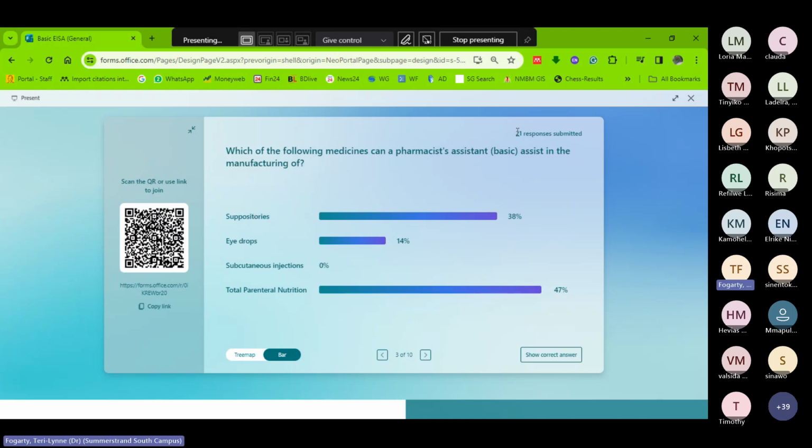So there are two things that you've got to think about to be able to come to the right answer. We said that the scope of practice of a basic pharmacist assistant in manufacturing is to assist in non-sterile manufacturing. Then you've got to look at these different dosage forms and decide which one is non-sterile. Total parenteral nutrition, sterile. Subcutaneous injection, sterile. Eye drop, sterile. So the only one that is non-sterile is a suppository. And that's what makes suppository the correct answer.